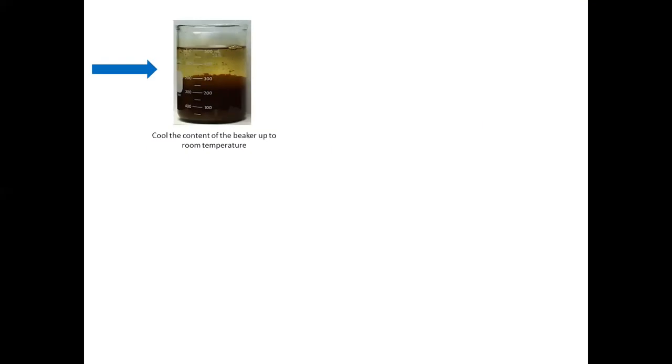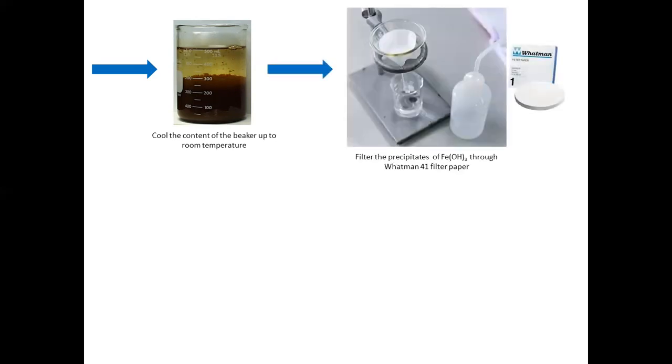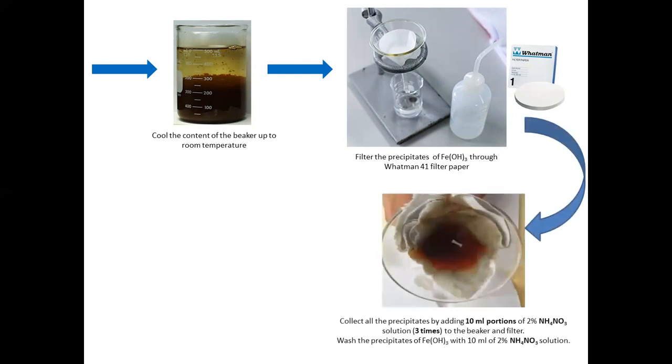Then you have to cool the content of the beaker up to room temperature. Afterwards, you have to filter the reddish brown precipitates of Fe(OH)3, which is ferric hydroxide, through Whatman 41 filter paper. You have to collect all the reddish brown precipitates of Fe(OH)3, ferric hydroxide, left in the beaker by adding about 10 ml portions of 2% ammonium nitrate NH4NO3 solution 3 times to the beaker and filter.